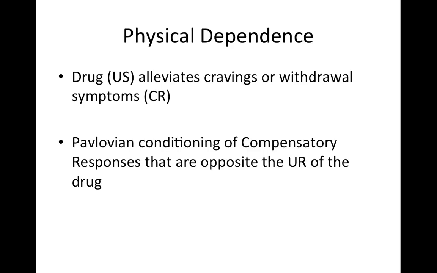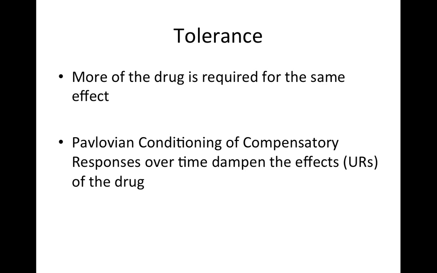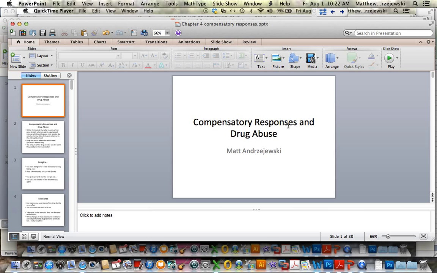Drug US alleviates cravings or withdrawal symptoms. This is what we call physical dependence. The Pavlovian conditioning compensatory responses that are opposite of the UR of the drug can explain this effect. And it can explain the effect of tolerance. More of the drug is required for the same effect. Again, Pavlovian conditioning compensatory responses over time dampen the effects of the drug. So, hopefully that helps you see how we can use Pavlovian conditioning to understand drug abuse and compensatory responses.